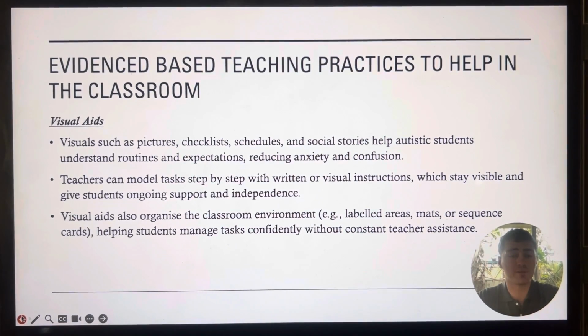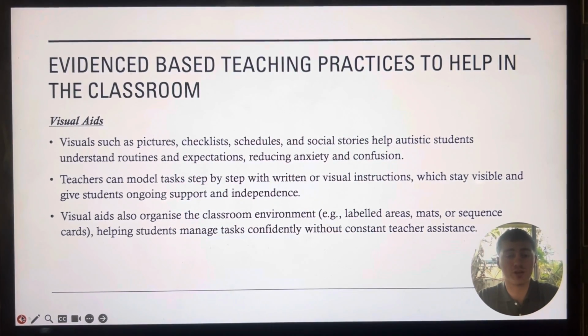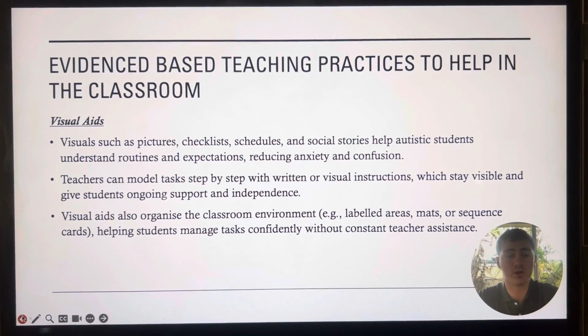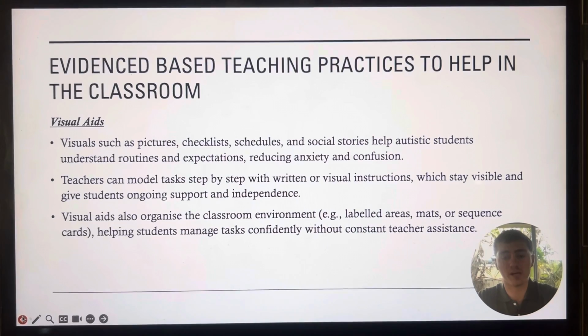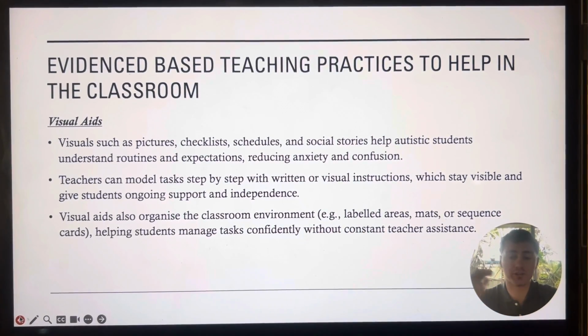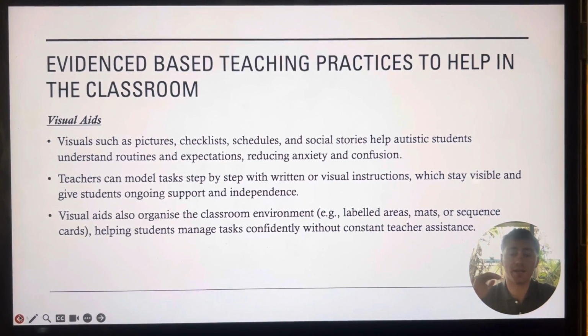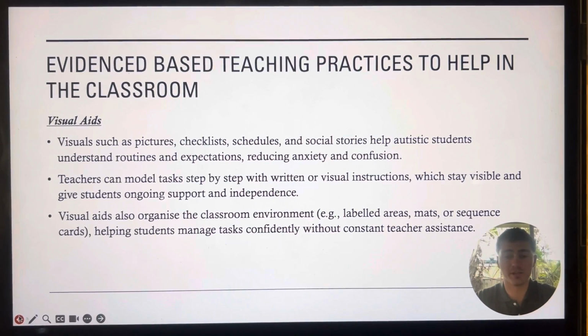Teachers can model these steps by written or visual instructions, which stay visible and give students ongoing support and independence. For example, they are making a poster on Captain Cook. They need to know their subheadings, which are already displayed for them, and they just have to independently research those subheadings.